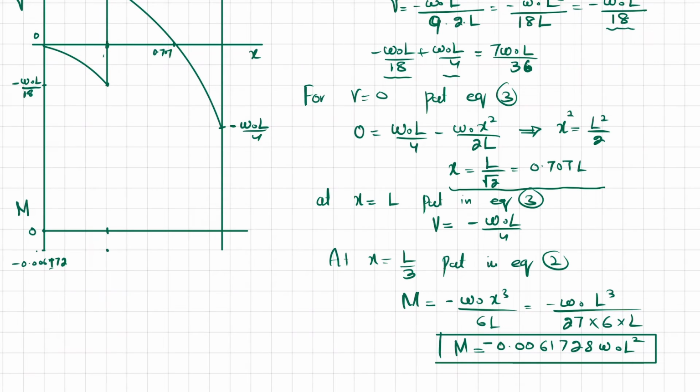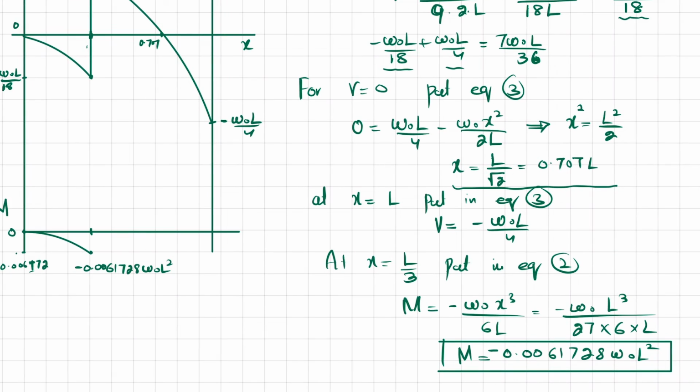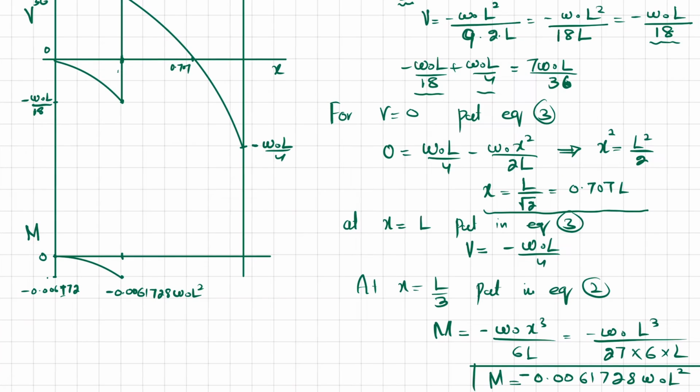Now you can see that shear force is second degree and the slope is decreasing. So bending moment will be again third degree and it will be in clockwise direction. Okay. So this is your minus 0.006178 W naught L square. Again, you can see that at a distance of 0.707 L, you have shear force 0. So here you will get the maximum bending moment.